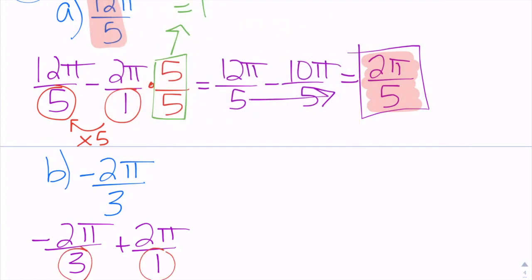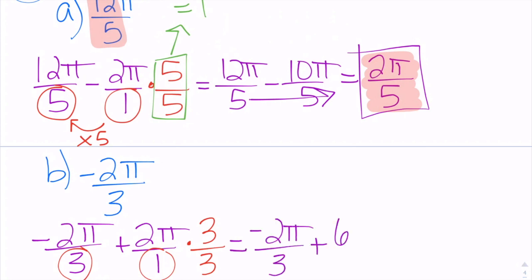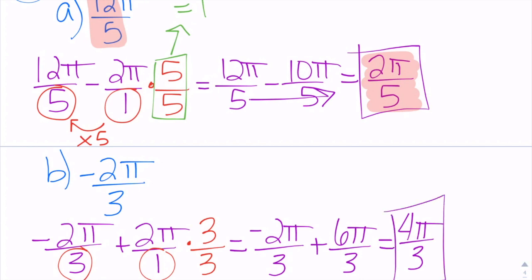We have a 3 here and a 1 here. We can get from 1 to 3 by multiplying by 3. So we're going to multiply this by 3 over 3. And so that gives us negative 2 pi over 3 plus 6 pi over 3, which ends up giving us 4 pi over 3, and that would be between 0 and 2 pi. So that would be your answer.